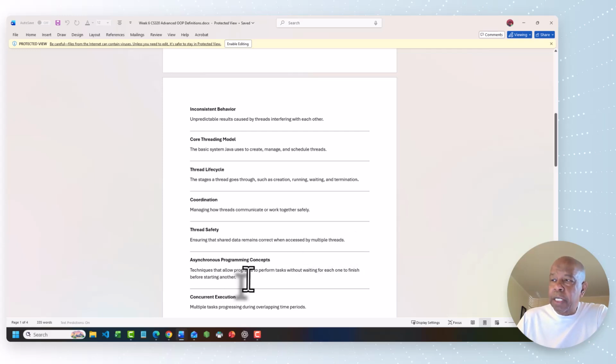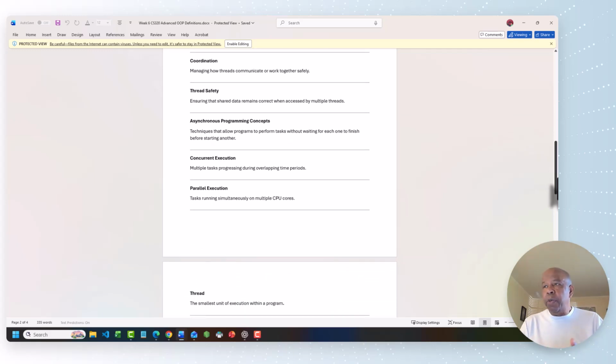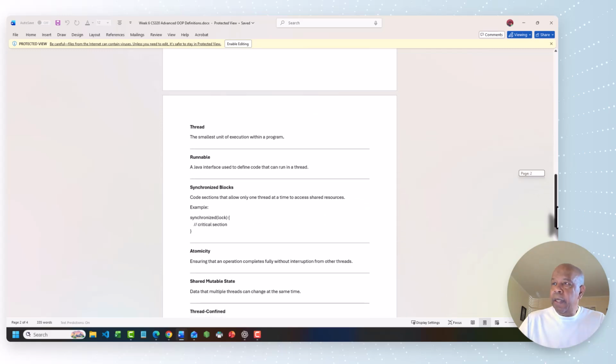Asynchronous programming concepts, techniques that allow programs to perform tasks without waiting for each other to finish before starting another task. Concurrent execution, multiple task processing during overlapping time periods. Parallel execution, tasks running simultaneously on multiple cores. Thread, the smallest unit of execution within a program.